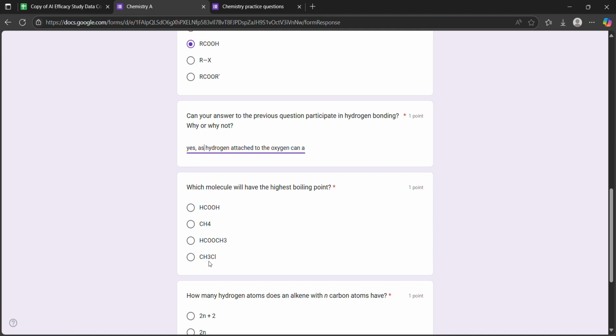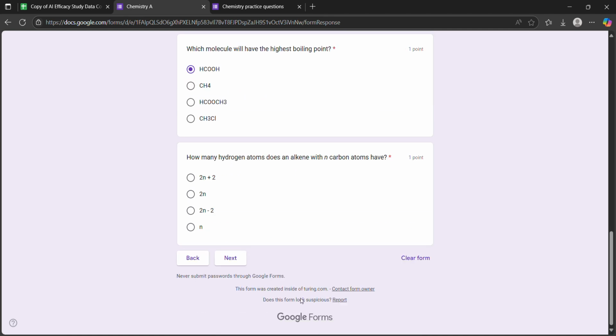CH3COOH, CH3Cl. This is a chlorocarbon. I think this has OCH3, methyl or something. CH4 is alkane. So I think oxygen-oxygen bonding is very strong because I think oxygen loves electrons. They are electrophilic. So maybe this.